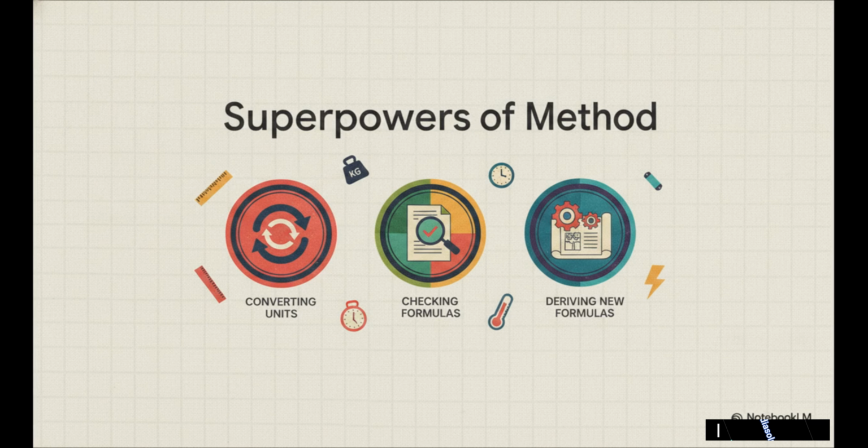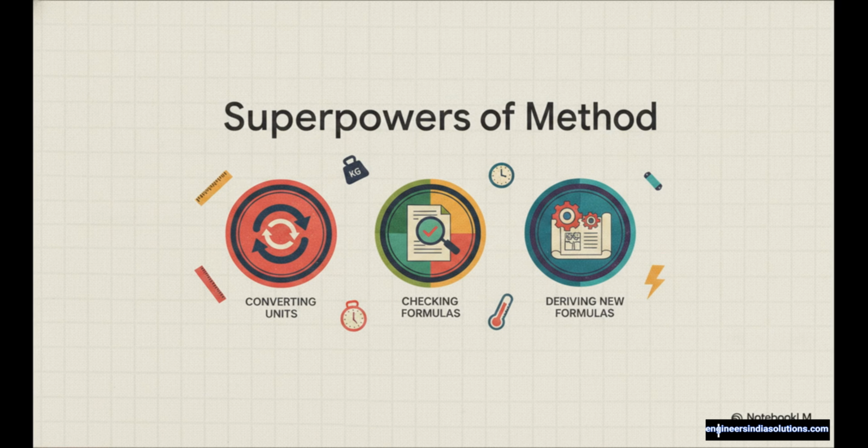Now, before we start critiquing our superhero, we really need to remember its immense utility. It has three incredible superpowers. First off, it allows for seamless conversion between systems of units. Like you can actually prove that 1 Newton in the SI system is equal to 10 to the power of 5 dynes in the CGS system. Or that 1 joule is exactly 10 to the power of 7 ergs. Pretty cool, right?